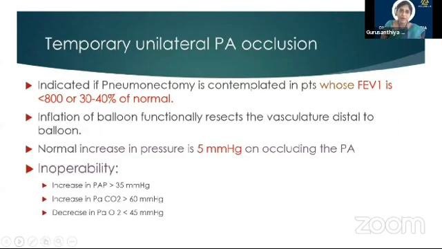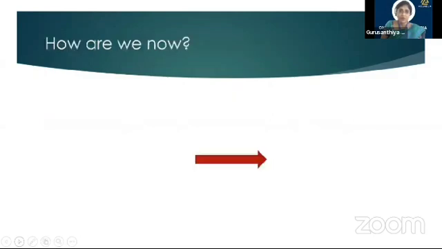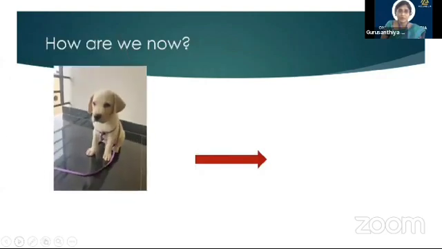And temporary pulmonary artery occlusion is done for pneumonectomies where FEV1 is less than 800 ml, and the normal increase can be 5 millimeters per minute. If the pulmonary artery pressure is going to be more than 35 and there is going to be retention of carbon dioxide with significant hypoxemia, then it is a contraindication for the surgery. And the selective bronchial occlusion test we can perform using a fibro-optic bronchoscope. A balloon-tipped catheter can be placed, and that can be used to determine if the patient is going to tolerate the lung volumes now.